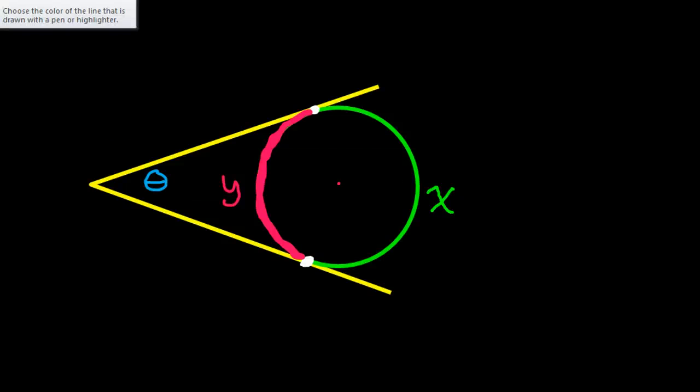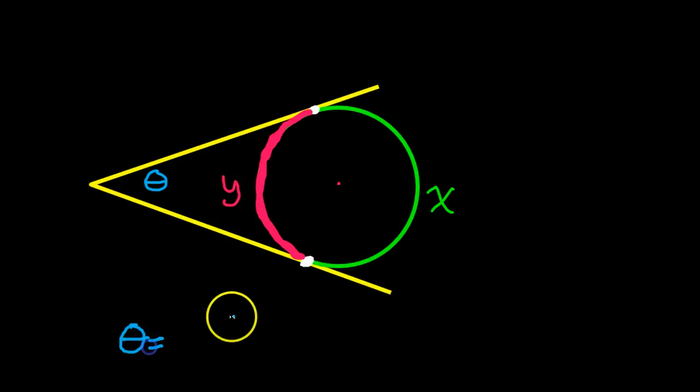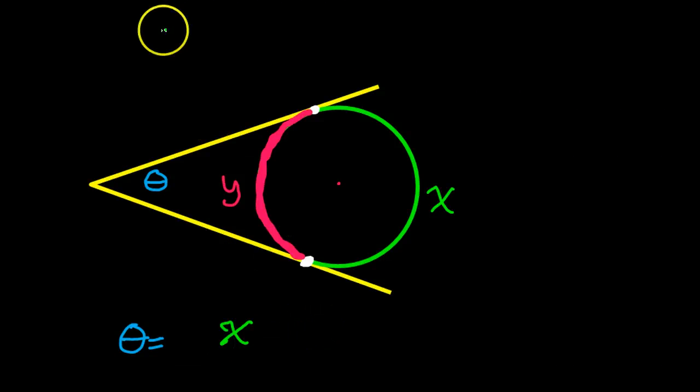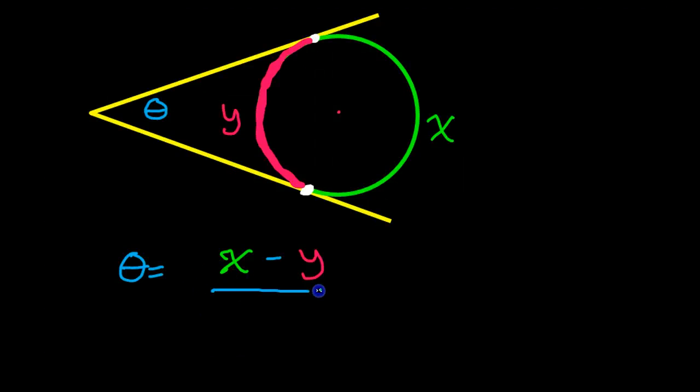Now the relationship will be like this. Theta is going to equal 1/2 of the big arc minus the small arc. In fact, maybe I'll put it to you this way. It's going to be the big arc minus the small arc, so it'll be x minus y divided by 2. This is the relationship in this type of situation. It'll be the bigger arc minus the smaller arc divided by 2. That'll give you the angle.